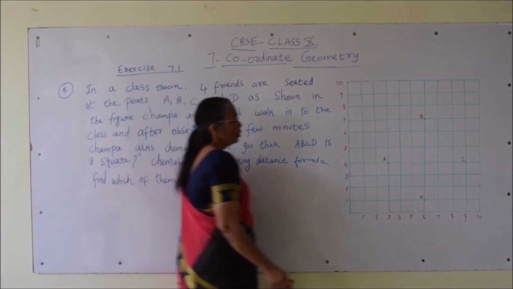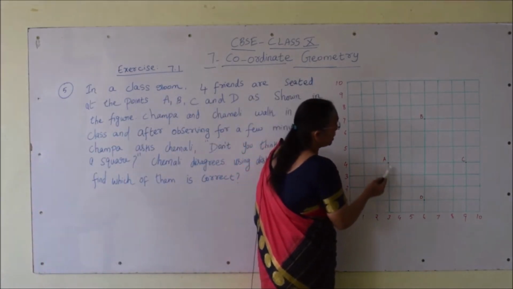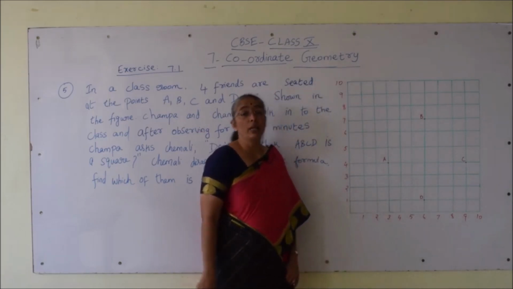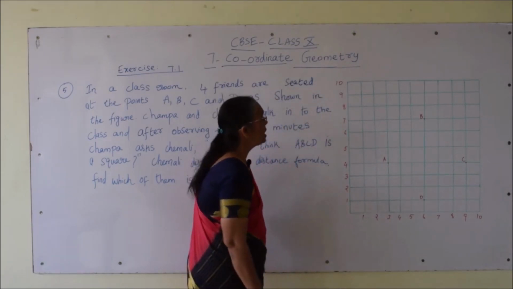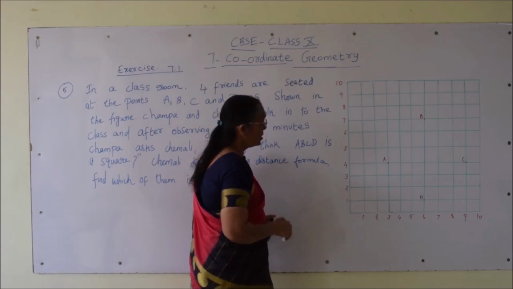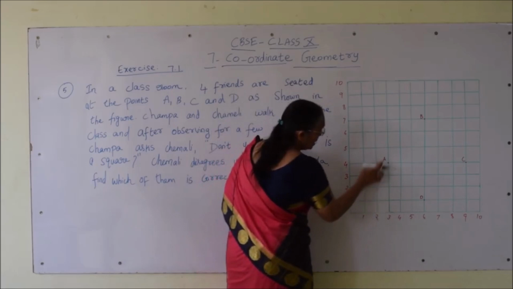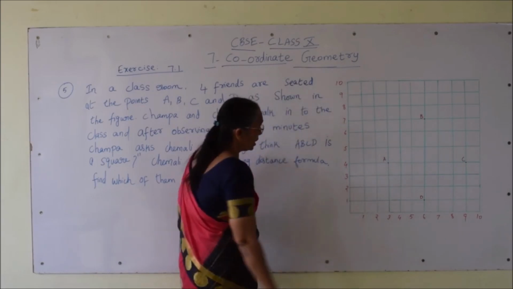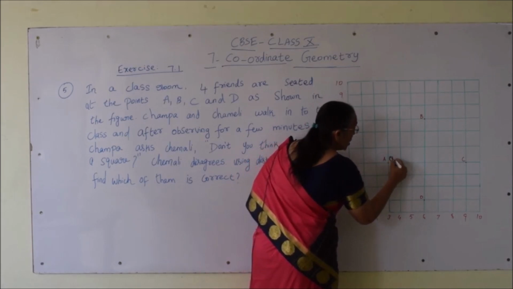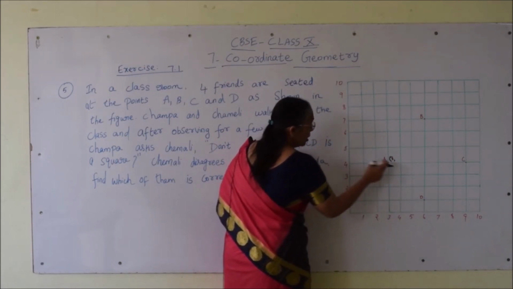So, 4 students are sitting at the places A, B, C, D. We have to check, are they forming a square using distance formula. First, let us plot the point A. What is the point A? A coordinates are 3, 4.